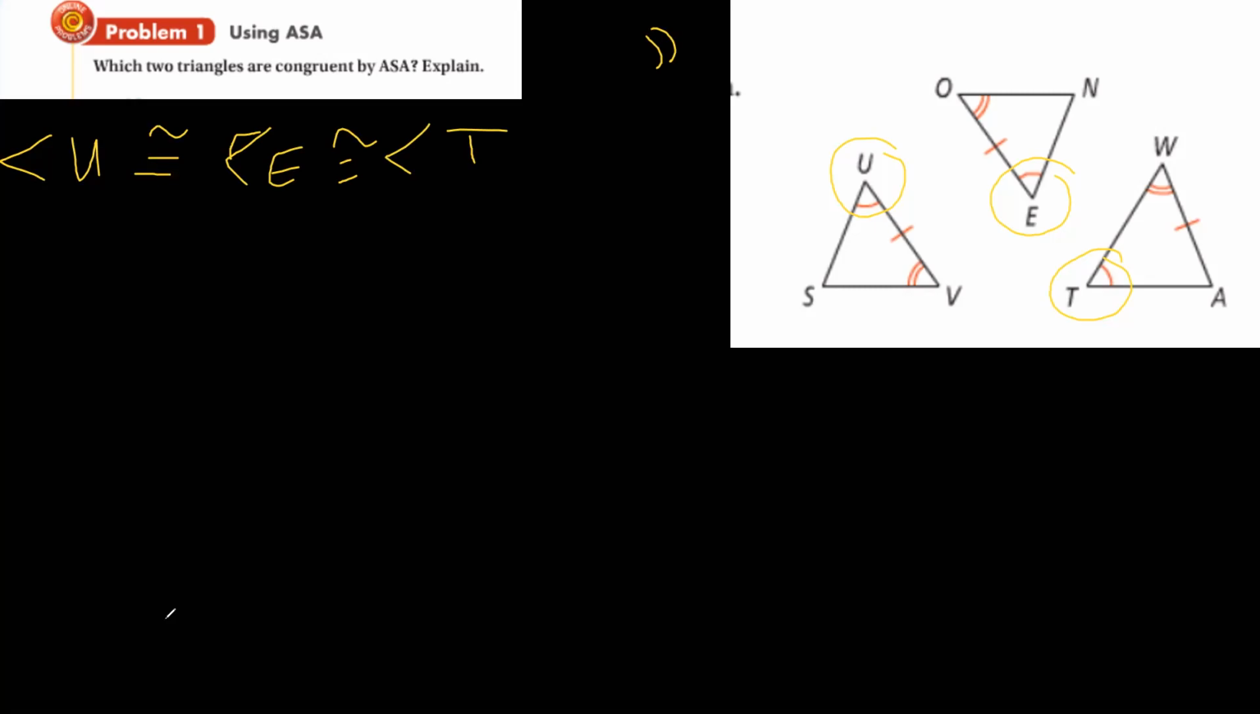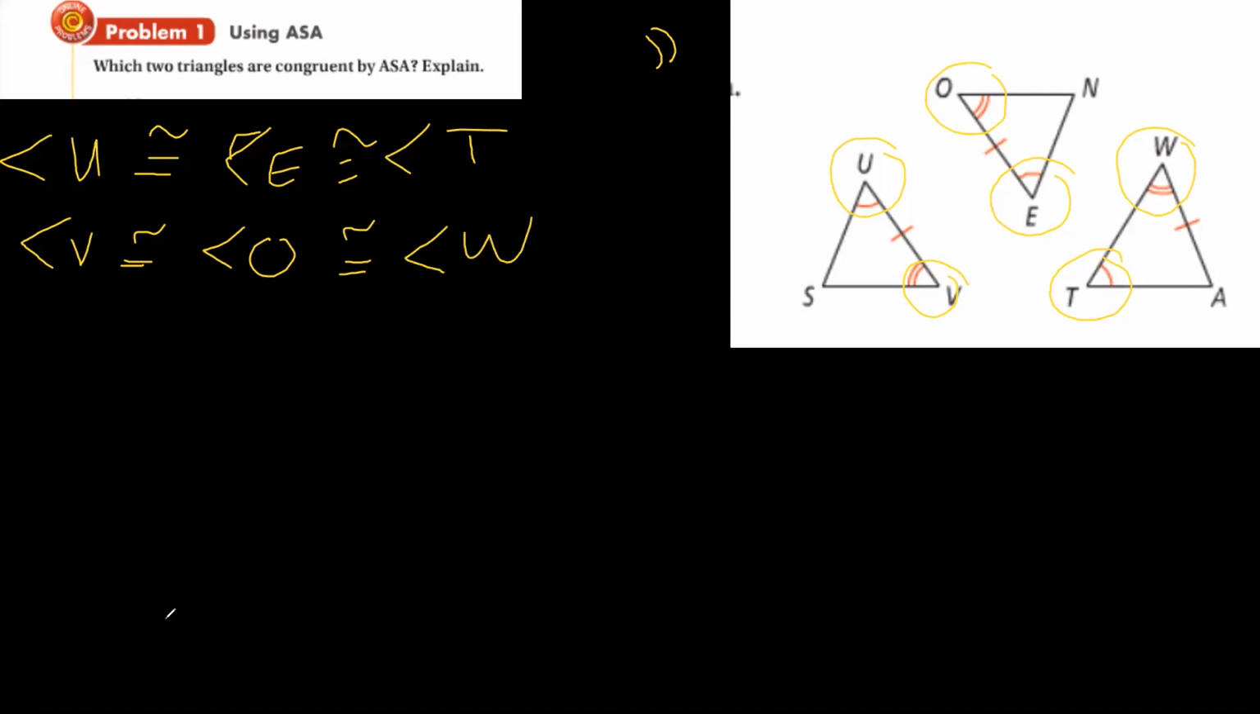Now, look at the other triangle, which has angle V, angle U, and angle W. Look at these angles. Are they congruent? Yes, it's given. He told me that they are congruent. So angle V is congruent to angle O, which is congruent to angle W.